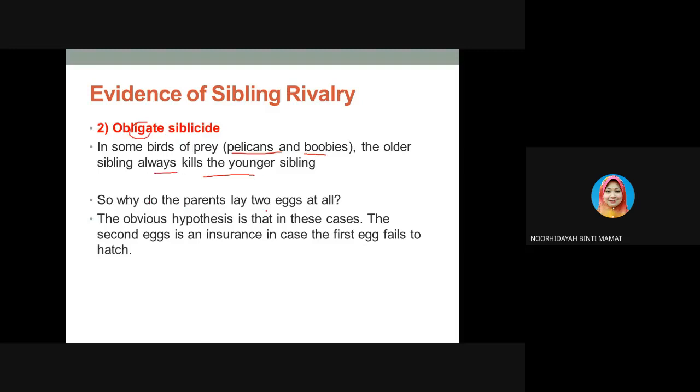So why do the parents lay two eggs at all? Why does the parent still need to lay two eggs? The obvious hypothesis is that in these cases, the second egg is an insurance in case the first egg fails to hatch. That's why, even though we know that the older sibling always kills the younger sibling, the parents still lay two eggs as insurance if the first egg fails to hatch.